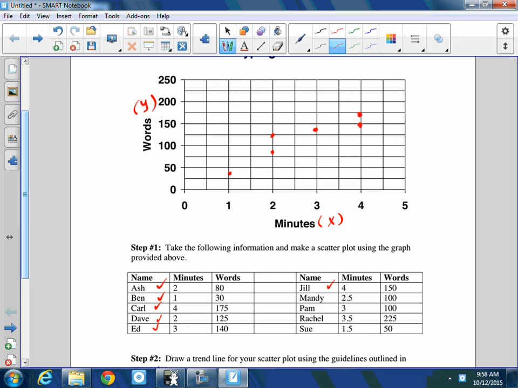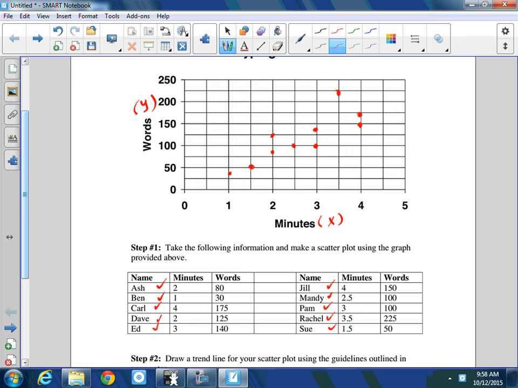Mandy has 2.5 minutes and 100 words. Pam has 3 minutes and 100 words. Rachel has 3.5 and 225 words. She's a quick typer. And then Sue has 1.5 minutes and 50 words.